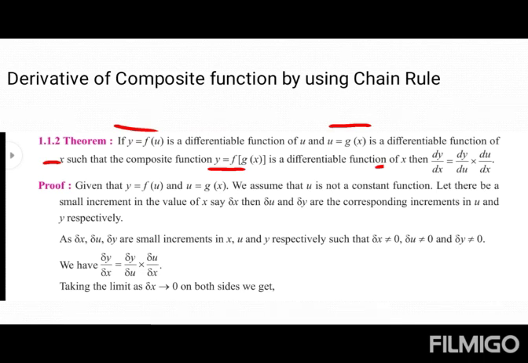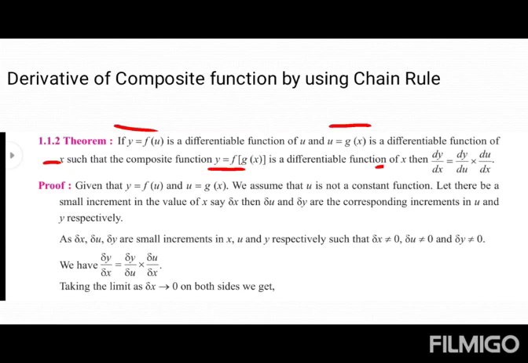But back to the statement of the theorem. We have to prove that if a function is differentiable with respect to a variable, and that variable is differentiable with respect to another variable, then we can establish the relation between the first function and the last variable. This is our main concept of the derivative by chain rule.